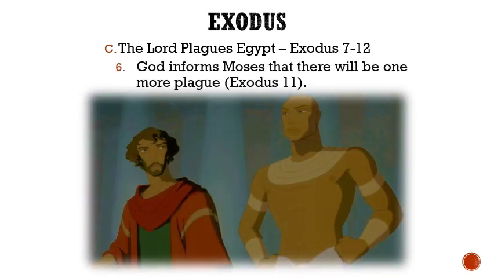Number 6. God informs Moses that there will be one more plague. God told Moses that he was going to bring one more plague upon the Egyptians that would be so severe it would cause wailing upon the entire country. That plague would be the death of the firstborn of all men and beasts.